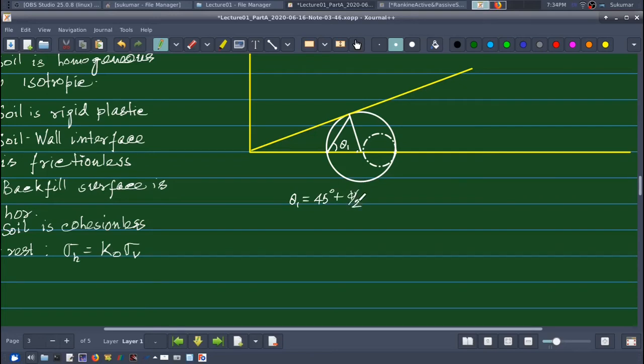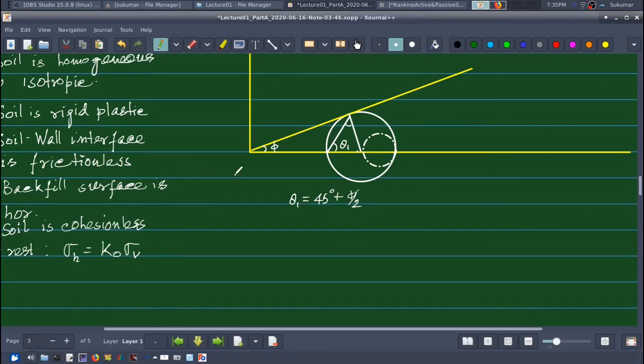Earlier probably we used the notation alpha for this angle in C4103. This is my angle phi, and therefore how much is this? This is 90 plus phi, and because this and this are equal, the radii of the same circle, this angle and this angle are the same. So this plus this must be 90 plus phi, therefore this angle is 45 plus phi by 2. You remember all this, I suppose. So this is how the active condition takes place.